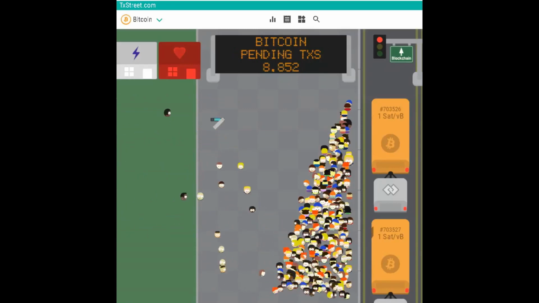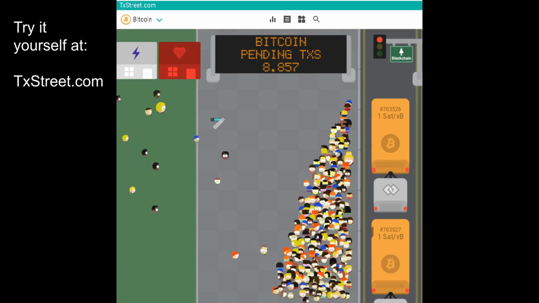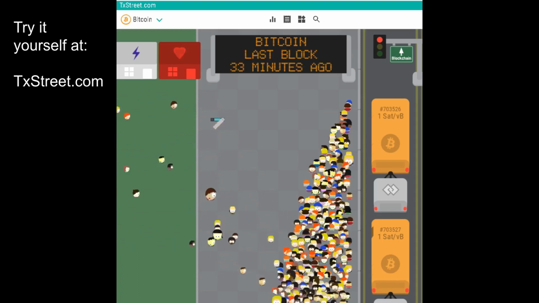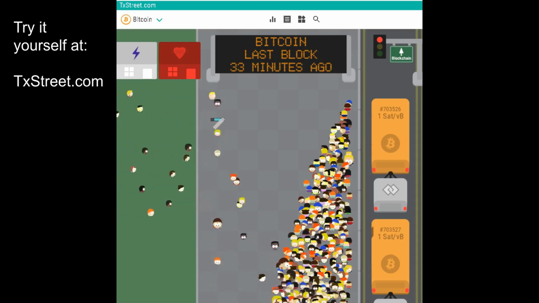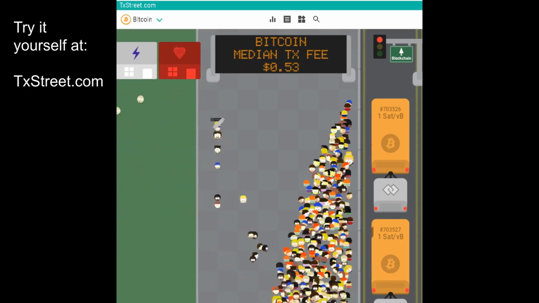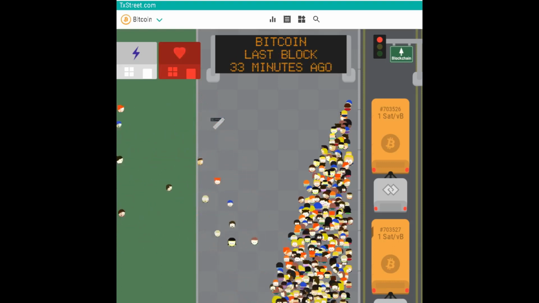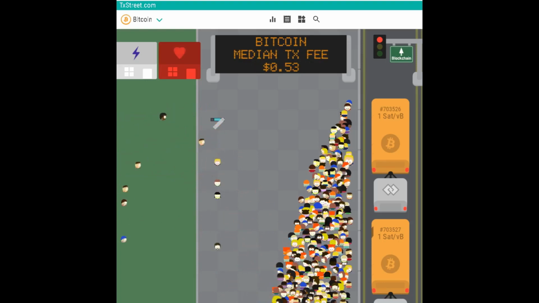What you are seeing right now is a visualization of the Bitcoin blockchain showing you all the transactions that are currently waiting to be added to the next block on the Bitcoin blockchain. As you see all of these passengers waiting to get on the train, you will find that this visualization lets you see that there are currently over 8,900 transactions waiting to be included on the next block. Now, in order for someone to prioritize their transaction to be included on the next block, they have to pay a higher transaction fee.